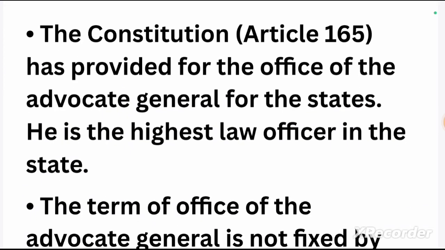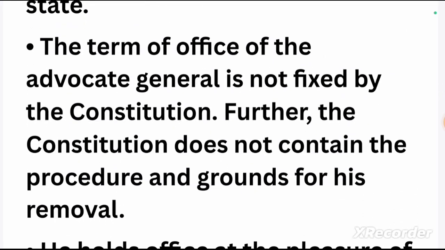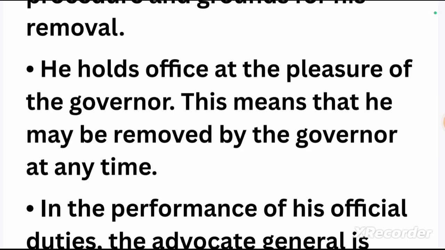Constitution. Article 165 has provided for the office of the Advocate General for the state. He is the highest law officer in the state. The term of the office of the Advocate General is not fixed by the Constitution. Further, the Constitution does not contain the procedure and grounds for his removal. He holds office at the pleasure of the Governor. This means that he may be removed by the Governor at any time.